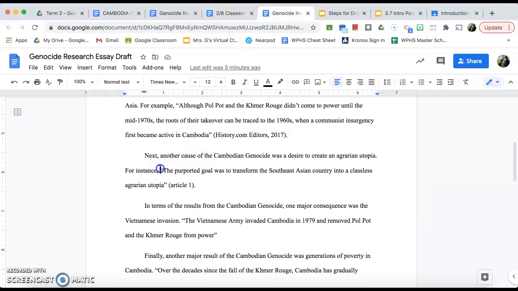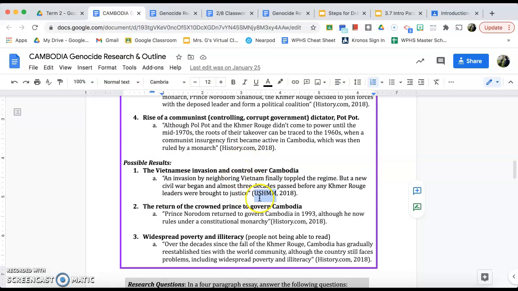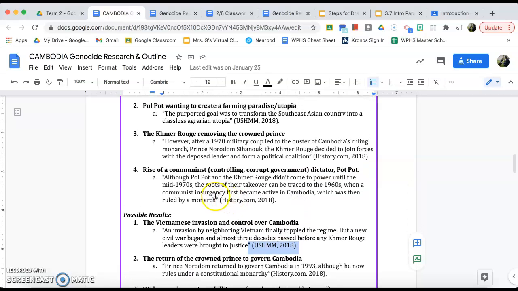So here I could say, I'm sorry, wrong one. Here we go. I could say, according to USHMM, and then I plop my quote. Okay, so if you want to mention who the source or the author was, make sure you look back at your outline to see the name of the source in the citation.